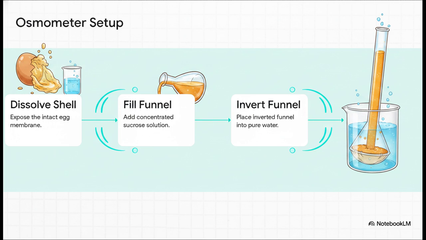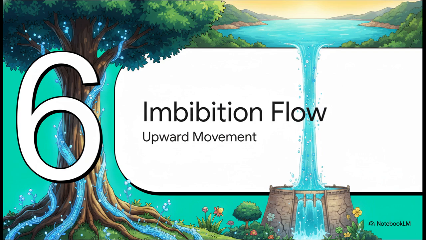Water from the beaker, which has the higher water potential, will push its way across the egg membrane into the sugar water. You will literally watch the fluid level in the funnel creep upward, totally defying gravity, until it hits equilibrium. It's wild to see water potential in real life like that. Now let's zoom back out to the macro scale and see how these tiny forces shape the actual world.